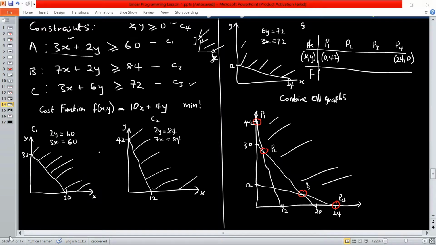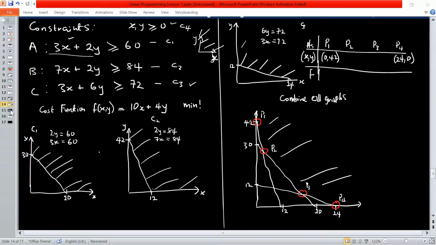Today we are going to continue with this lesson where we stopped in the previous lesson. This will be lesson 8 and we are going to complete solving the blending model problem. So in this case, when we combined all the 4 graphs for the constraint, remember we are using the graphing method, we got 4 points.